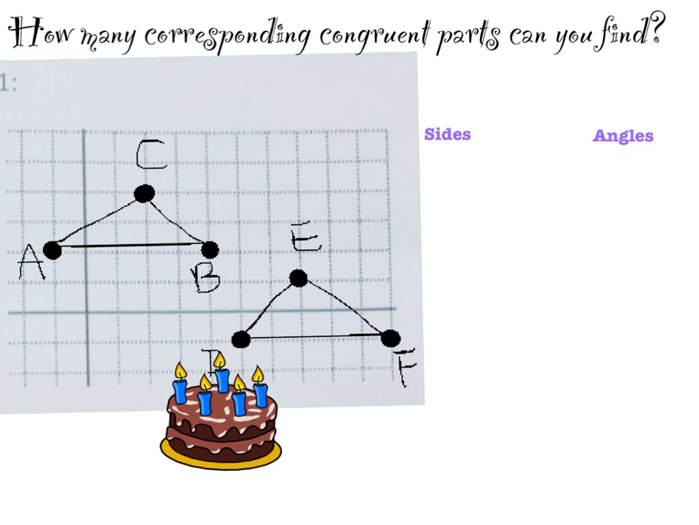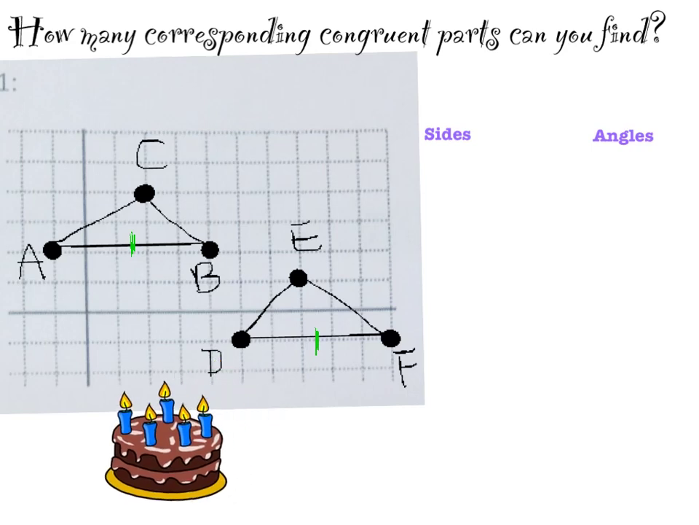So the first thing I notice is that this bottom length right here, AB, is 1, 2, 3, 4, 5 units long. And that's the same exact distance as DF is. Uh-oh, the cake's in the way. That means that AB is congruent to DF. I also noticed that the smallest side, CB, is congruent to the next smallest side, DE. CB is congruent to DE.